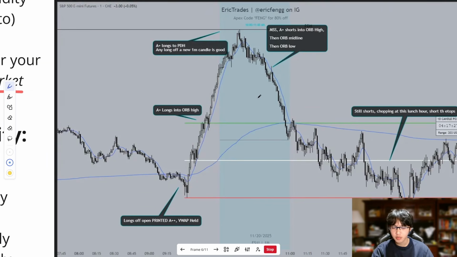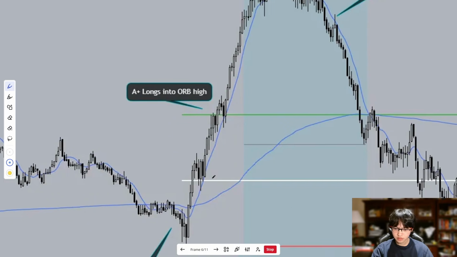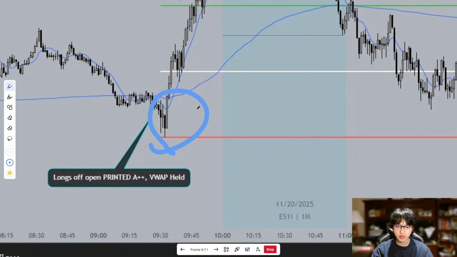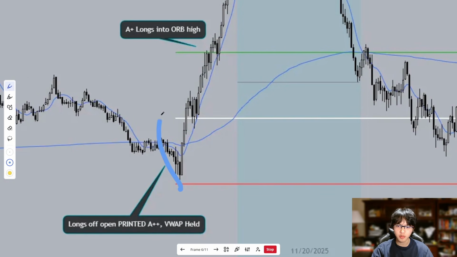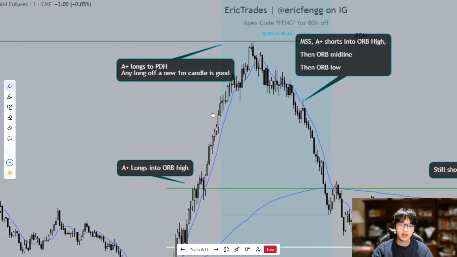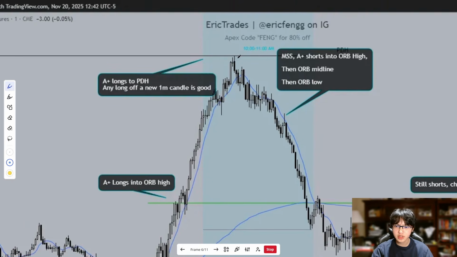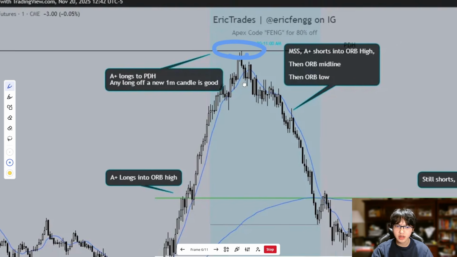And we can see a pretty good example here of longing to the previous daily high. Off our 9:30 open, we can immediately see we start to print upwards and get a very strong bullish move. And as we're moving up, we can zoom out and see our previous daily high and our previous daily low. In this case, we have our previous daily high drawn out by this black line.